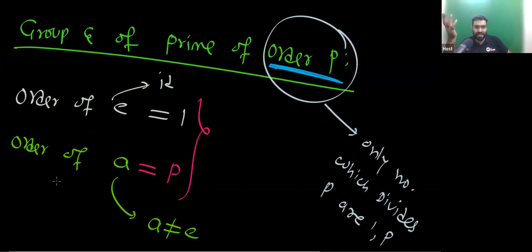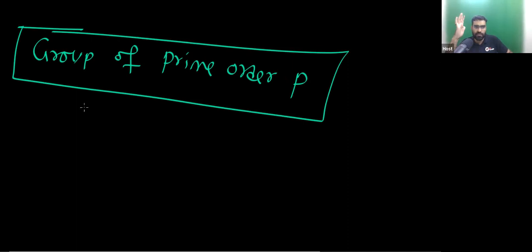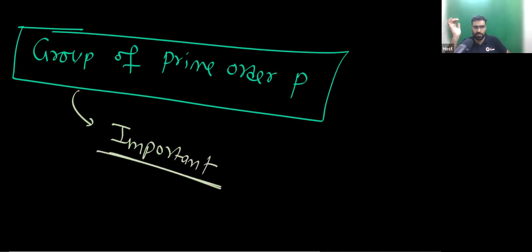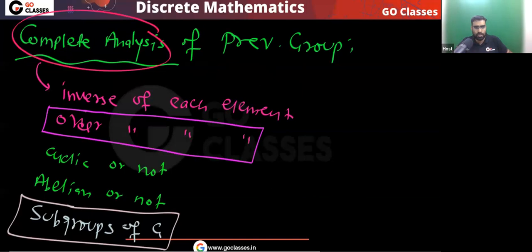I told you to do the complete analysis, but I have already done it. This is interesting, right? For a group of prime order, a lot of things are already fixed. These are important, remember, because a lot of concepts are very simple for these groups, and we have already done the analysis in our class. So let's move on.